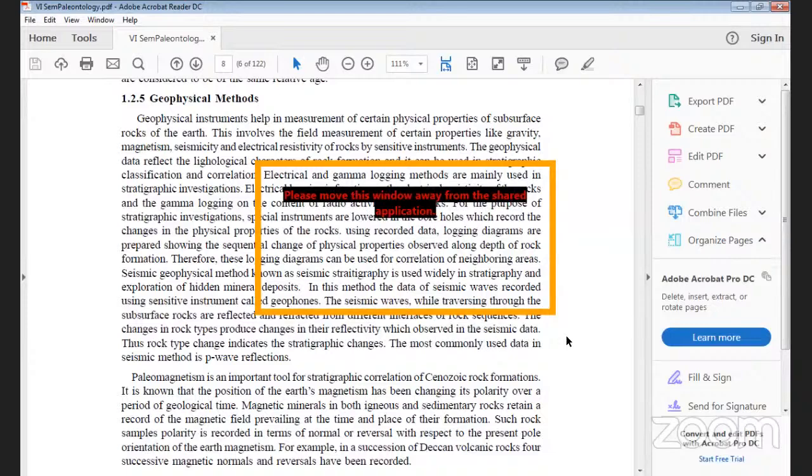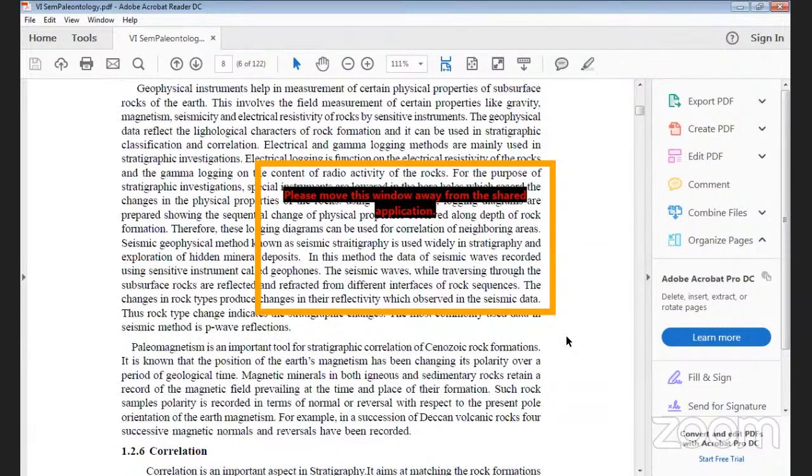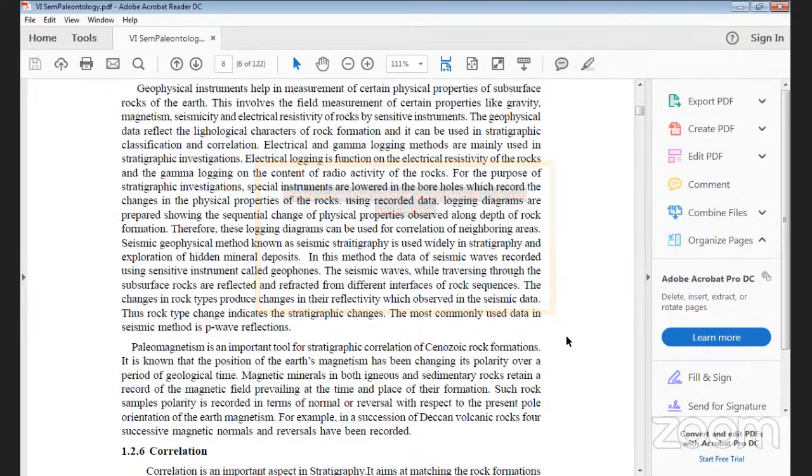The data collection of lithological characters of rock formations can be used in stratigraphic classification, and it is useful for the study of correlation. For example, electrical logging is useful to find out the electrical resistivity of a rock, and gamma ray logging is useful to find out the radioactivity of different rock formations.